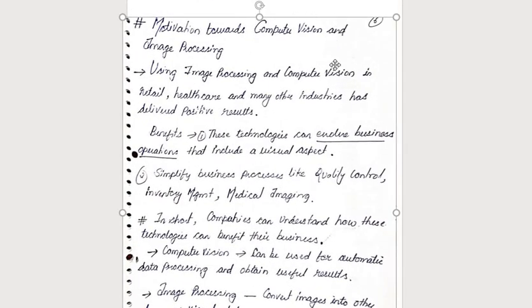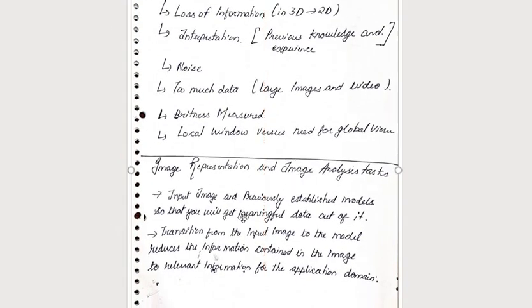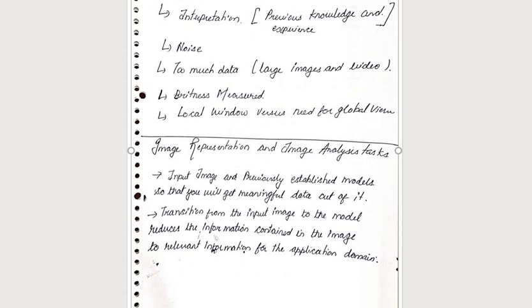The motivation toward computer vision and image processing is that with this you can evolve business operations that include visual aspects and simplify business processes, like quality control, inventory management, medical imaging, etc. Computer vision is difficult because of loss of interpretation, noise, too much data, brightness, local window, all those things. The next topic is image representation, low level and high level process.